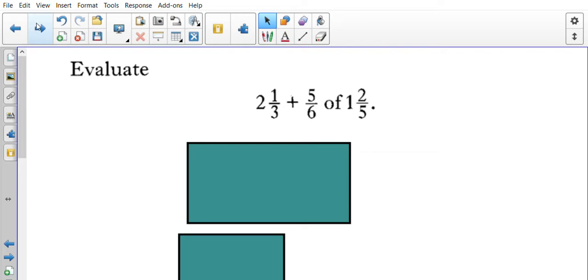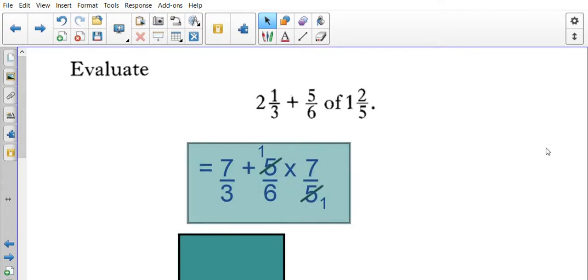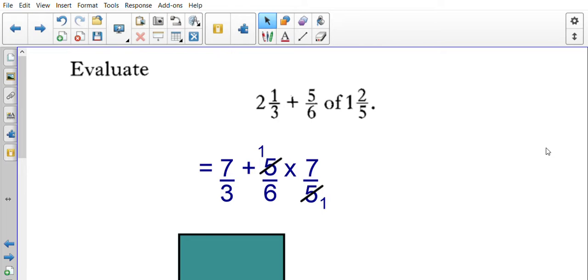The first step you should have taken was maybe to rewrite the question out, changing your mixed number to an improper fraction for this one, and also changing the "of" to a multiplication. So 7/3 plus 5/6 times 7/5 is what we should have. Now, using our order of operations, it means that you must do the multiplication part first.